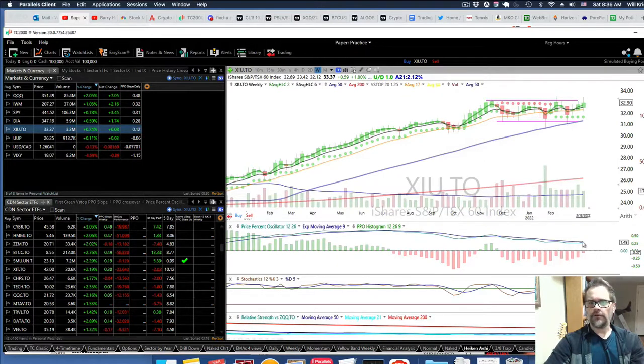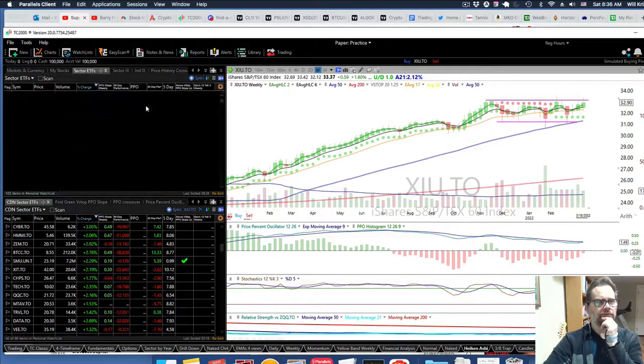It might be crossing up here, right around here, PPO or MACD. But when you have a long flat period, it's nice to sometimes wait for a breakout of that previous high before you commit to getting back in.